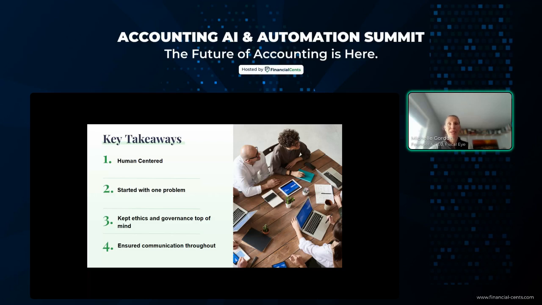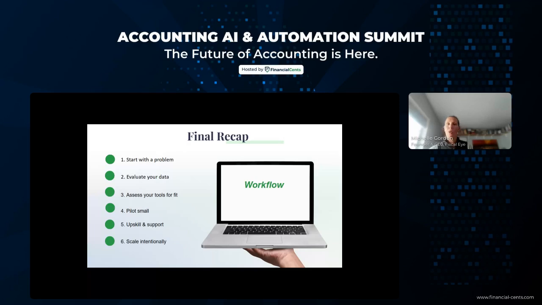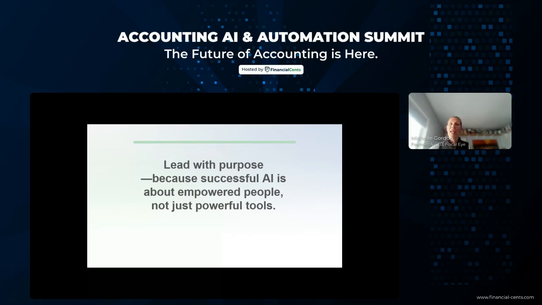These are the key takeaways. Orange Accounting is now positioned as a leader, not just because they adopted AI, but because they aligned it with their values and their people. So remember, when implementing AI, you need to start with a problem, evaluate your data, assess the tools available for fit, pilot small, train and support, and scale intentionally based on trust. Lead with purpose, because successful AI is about empowered people, not just a powerful tool.